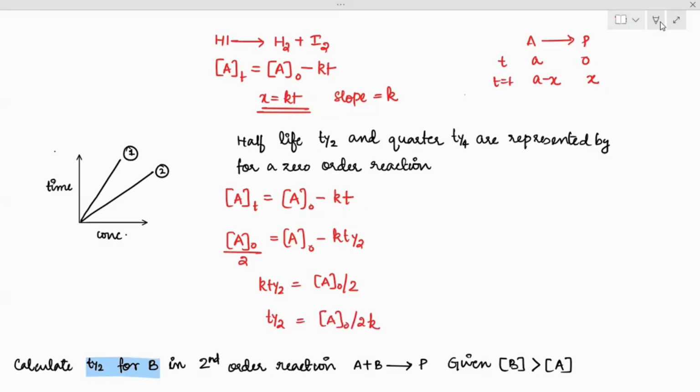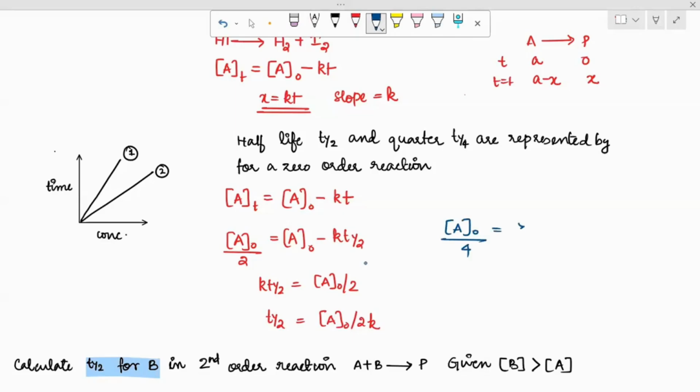Now, I need quarter life as well. What is quarter life? Quarter life is the time at which the initial concentration of the reactant is reduced to 25% of the initial value, which means the final value is going to be A0 by 4, equal to A naught minus KT1 by 4. If I rearrange, T1 by 4 is going to be equal to 3A naught by 4K.